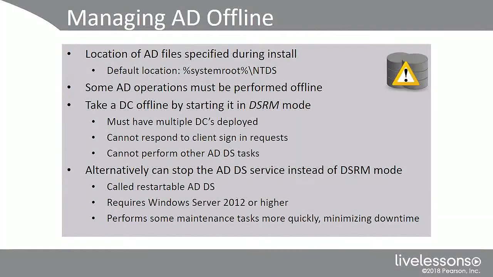Some of the tasks that we want to perform can't be done with Active Directory online. Specifically, we want to work with some of the files. Maybe we want to defragment the files associated with AD DS. By default, the files associated with Active Directory are stored in the system root \ntds directory. You can change that during the install. And in order to perform some of these tasks offline, you need to take the DC offline by starting it in DSRM mode, which is the Directory Services Recovery Mode.